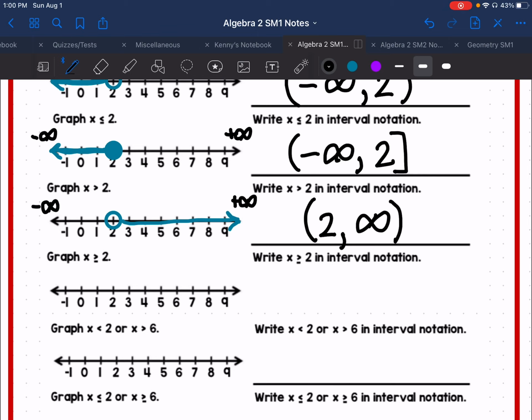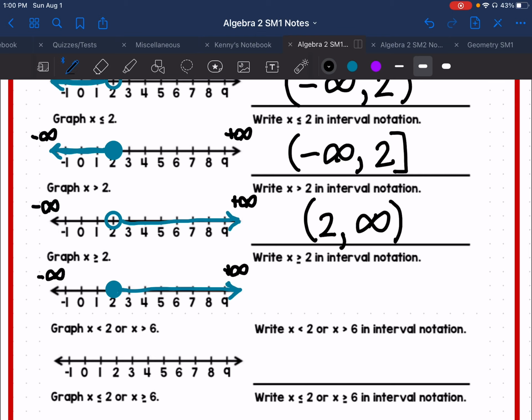All right, the next one looks almost exactly the same, except that it has the bar underneath. So I'm going to go ahead and close in my circle, and it's going in the same direction, so I'm going to shade the same way I did up above. A lot of these you can kind of mimic what you did in the last one. Remember, this is negative infinity, and that is positive infinity.